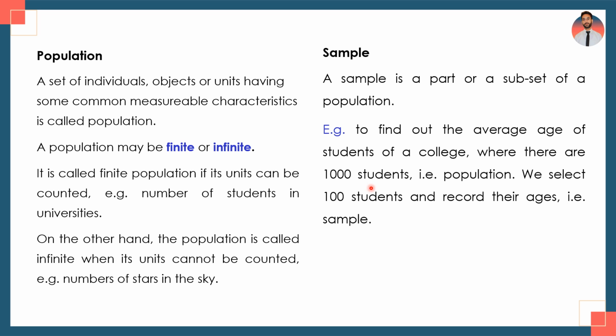1000 students, this is the population. 1000 students is the population. We select 100 students and record their ages, that is the sample. So if you select some students from them and discuss them, this is your sample. So that is the difference between the population and sample.